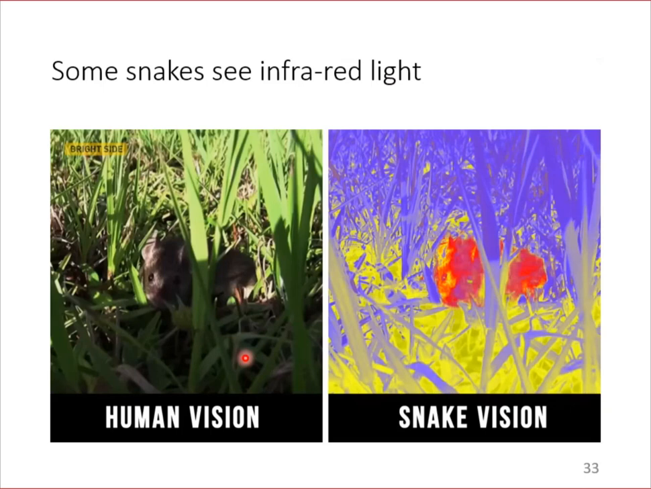Then how about a snake? We human beings cannot sense infrared. But for a snake, it can. Their eyes have some receptors which can sense infrared. So for a snake, it is very convenient to find other animals in the dark. So this is a mouse. Here, this is a simulation image for a snake. This is good for them.